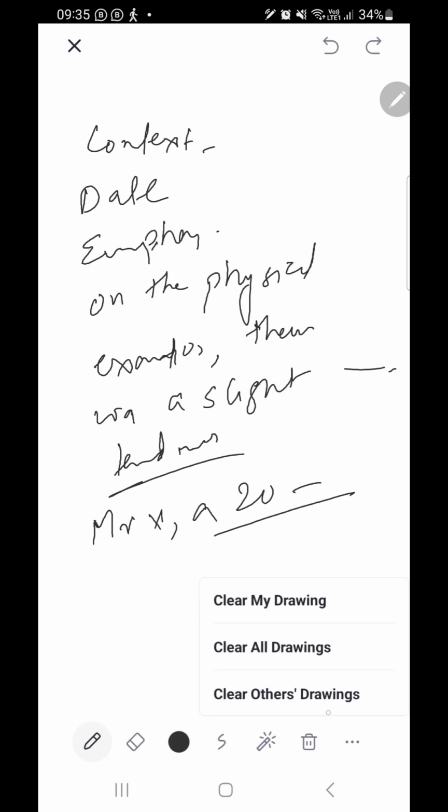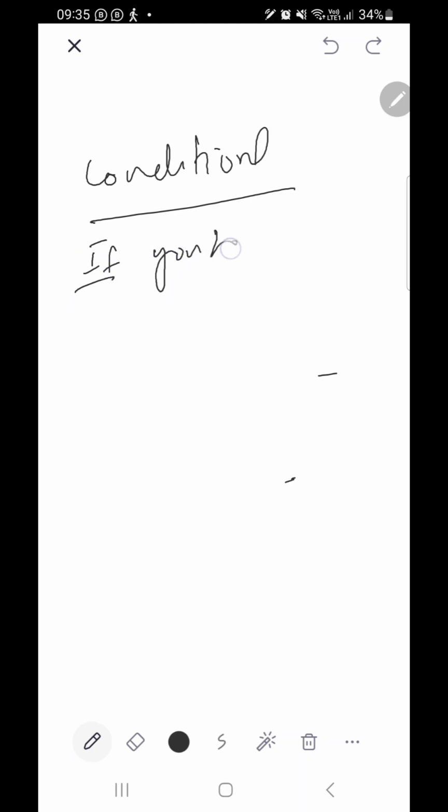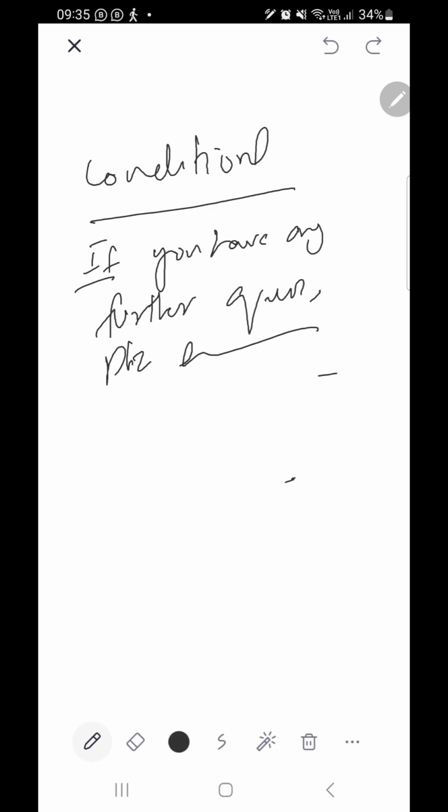In a conditional sentence, when we are using a conditional sentence, we use a comma if the sentence starts with an if clause. Let's say if you have any further queries, put comma. Please do not hesitate to contact me. But if you are using the if clause at the end, no comma. Like please do not hesitate to contact me if you have any further queries.